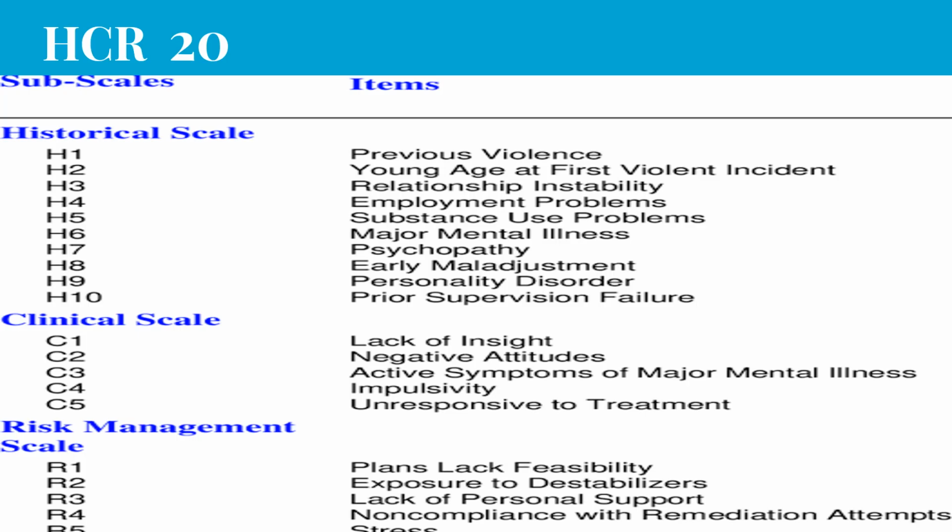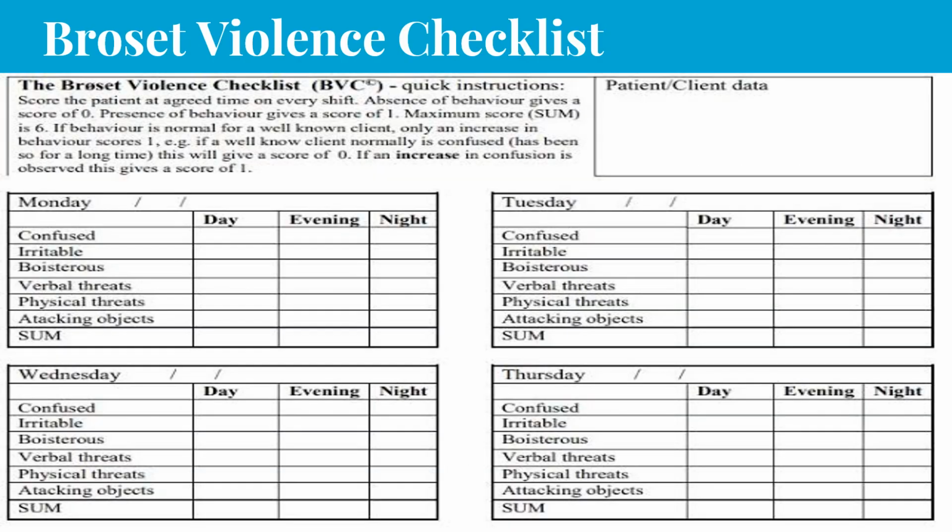These are the scales. Yes, there were certain scales which you just need to remember the names of. For psychiatry people, HCR-20 is the Historical, Clinical, and Risk Management scale. You rate the patient based on this criteria, and the higher the score, the higher the chance that the patient has tendencies of getting violent or may actually be violent in future as well. Then again, this is the Brøset Violence Checklist. In this, according to the time and day, you can write down and mark whether the patient has been confused, irritable, verbally aggressive or not.